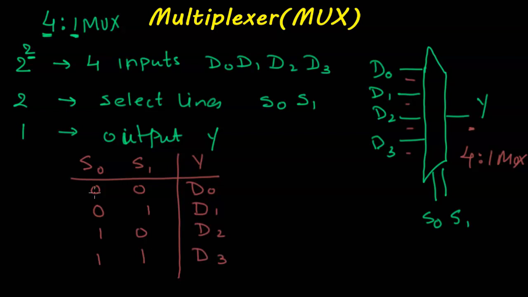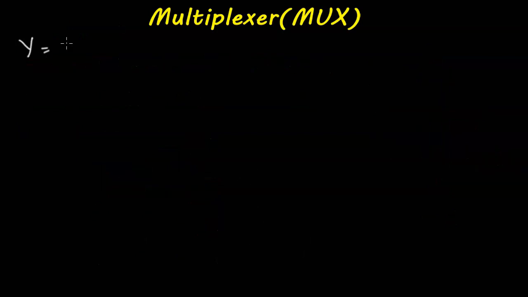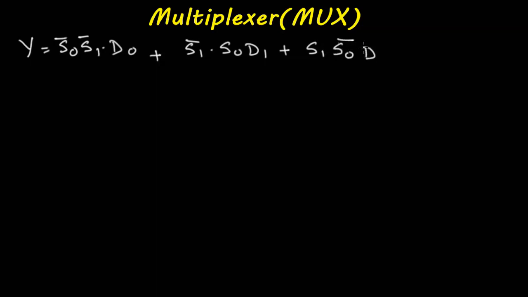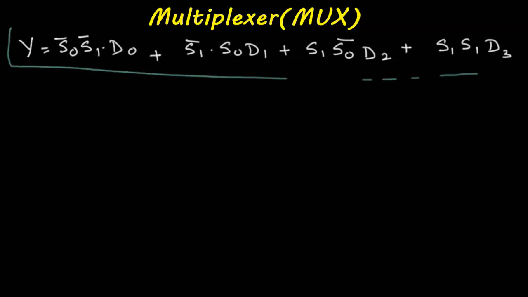Let's see what is the logic behind it. So what is the equation of our 4:1 MUX? Y is equal to S0 bar dot S1 bar dot D0 plus S1 bar dot S0 dot D1 plus S1 dot S0 bar dot D2, and plus the final one for the 1, 1 combination, we have D3. So this is the logical equation behind my 4:1 MUX. So remember, a multiplexer, a MUX is a combinational logic circuit, and any combinational logic circuit can be implemented with the help of logic gates.